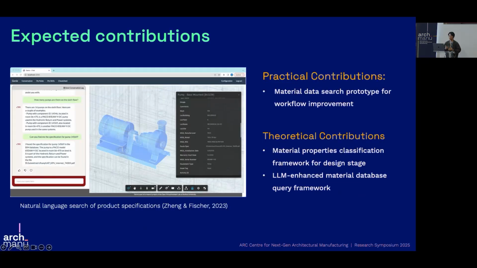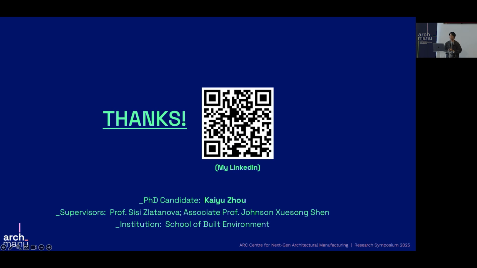This research aims to contribute to industry and to academia. For practicing architects, the functional prototype aims to improve material data search efficiency and accuracy. And for academia, this research aims to contribute a novel material property classification framework that is suitable for the design stage. It can also contribute an LLM-enhanced material database query framework. Thank you, that's the end of my presentation.